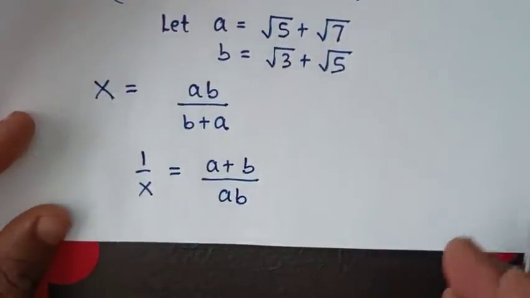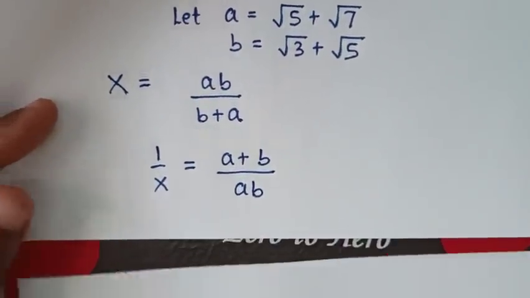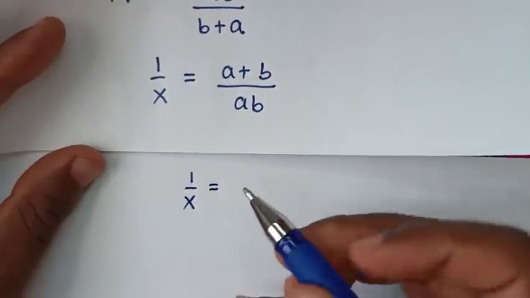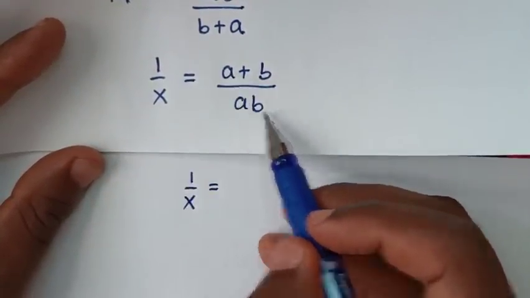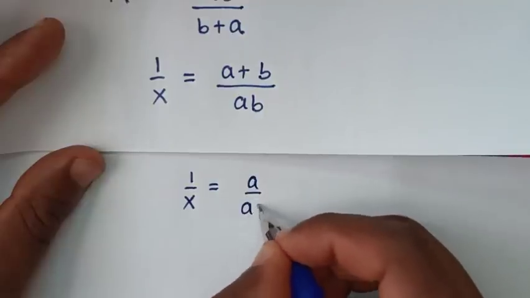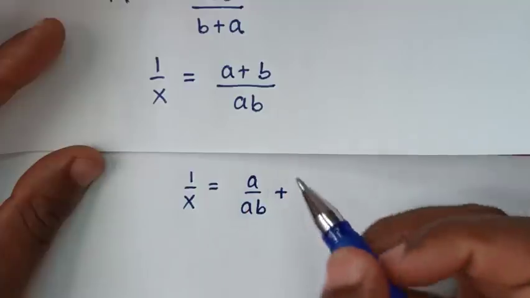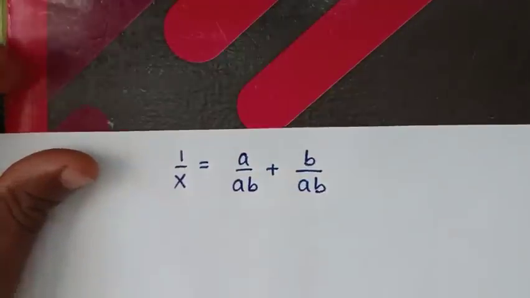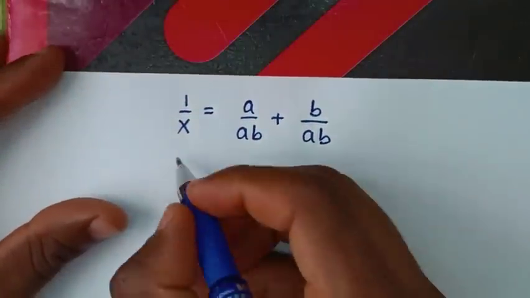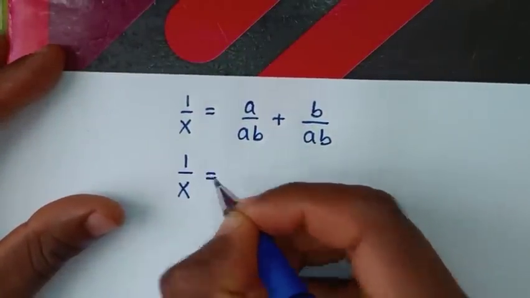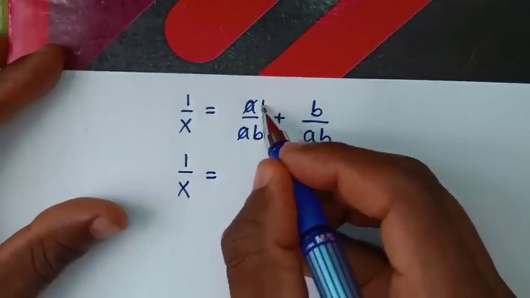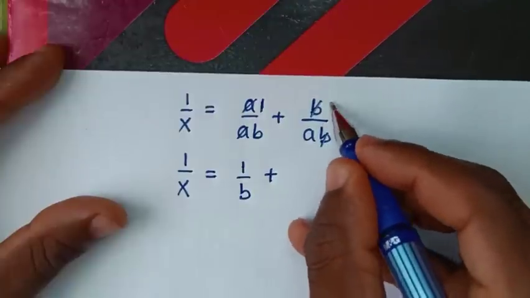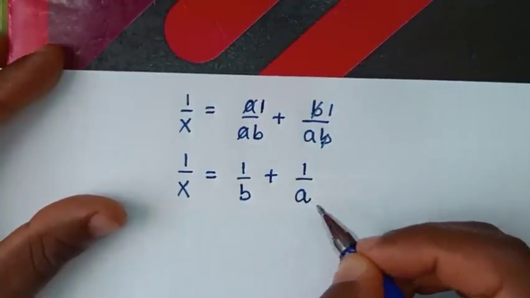Then in the next step, 1 over x is equal to, here it will be a over ab plus b over ab. Then in the next step from here we will simplify, so it will be 1 over x is equal to, a will cancel this a, so it will be 1 over b, plus b will cancel this b, so it will be 1 over a.